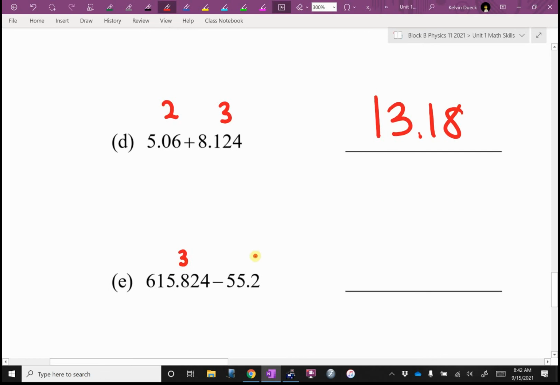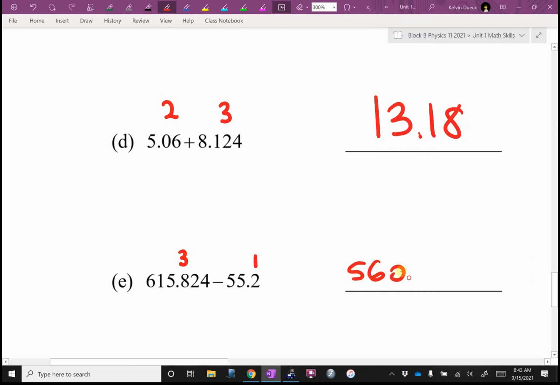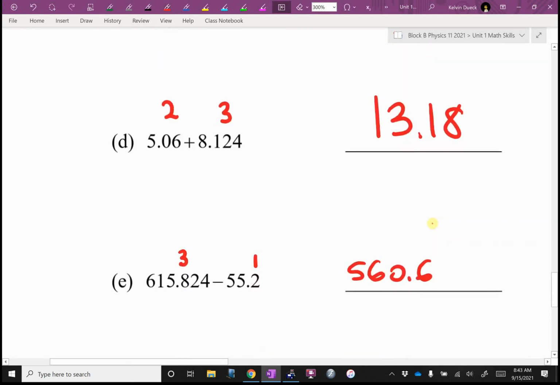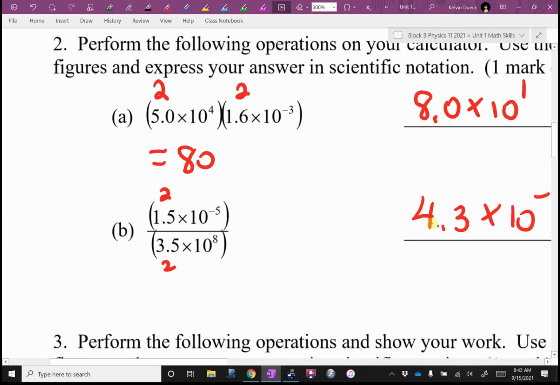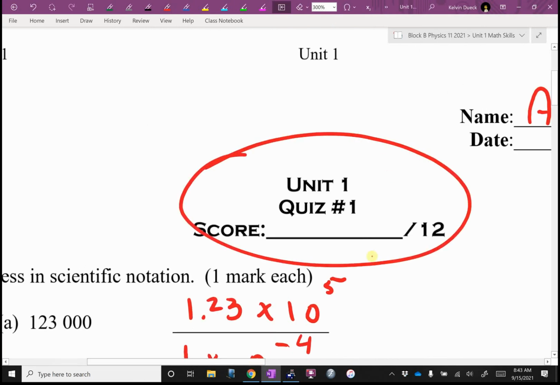3 decimal places, 1 decimal place. So it's going to be 615.824 minus 55.2. 1 decimal place. I'm going to go to the 6. Is that 6 going to stay a 6 or become a 7? So 560.6. Did you write these in scientific notation at all, Mesa, or not? You didn't? Okay, so you're inconsistent? Of course you are. Can you give yourself a lovely score on the top page out of 12, please? Write a little score right there, please.